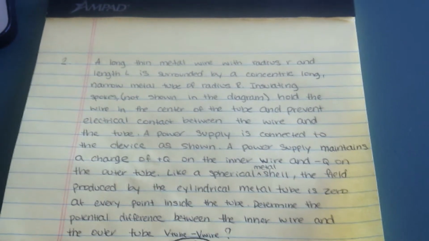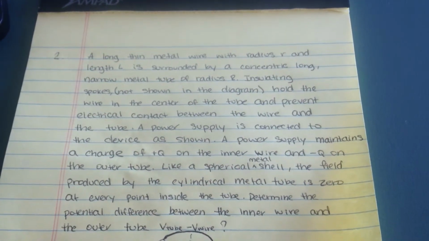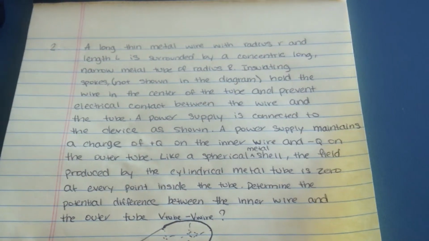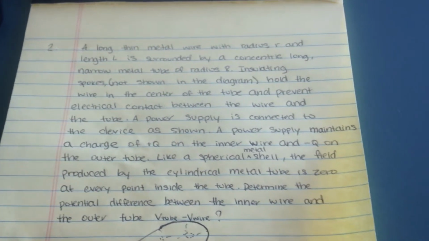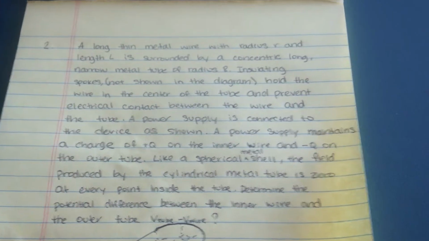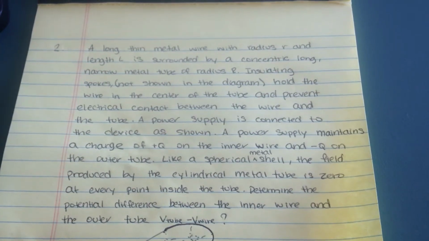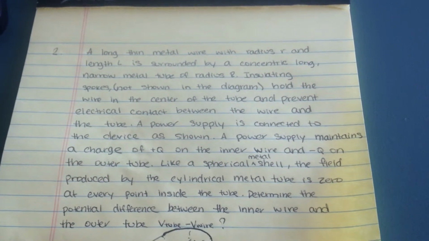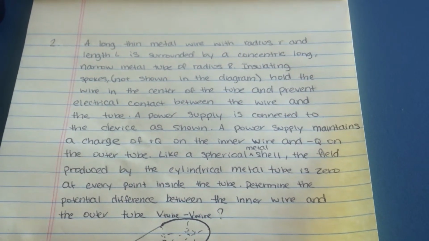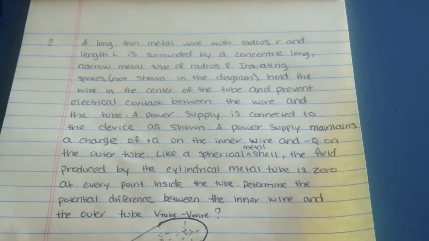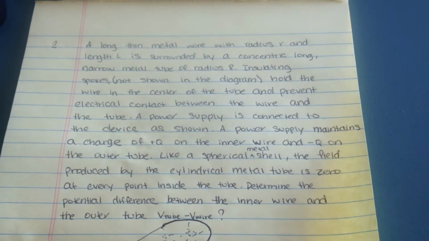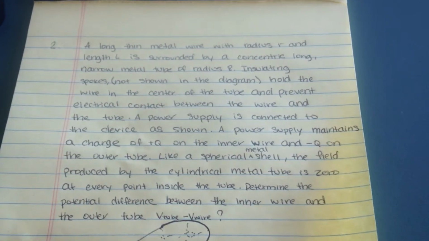So the problem statement begins like this. A long thin metal wire with radius r and length L is surrounded by a concentric long narrow metal tube of radius R. Insulating spokes, not shown in the diagram, hold the wire in the center of the tube and prevent electrical contact between the wire and the tube. A power supply is connected to the device as shown. A power supply maintains a charge of plus Q on the inner wire and minus Q on the outer tube. Like a spherical metal shell, the field produced by the cylindrical metal tube is zero at every point inside the tube. Determine the potential difference between the inner wire and the outer tube, V tube minus V wire.